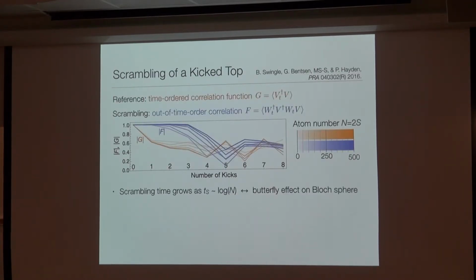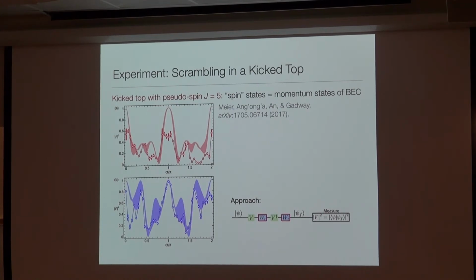And all I'm going to say about this is that there's a beautiful experiment that's actually been done, the first measurement of the out-of-time order correlation functions in a kicked top system. This has been measured now applying the scheme that we proposed with Brian in Bose-Einstein condensates. So this is a neat realization of a collective spin model where the spin states are momentum states of a BEC. Okay, so this many-body chaos as diagnosed by the growth of commutators is something that can now be measured in a variety of experimental systems.